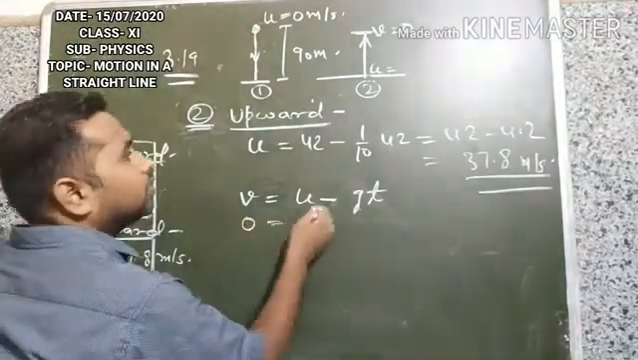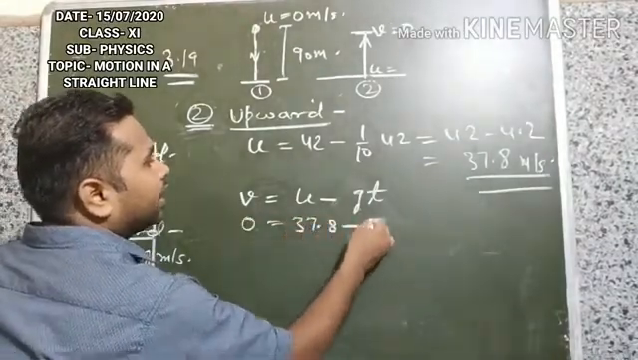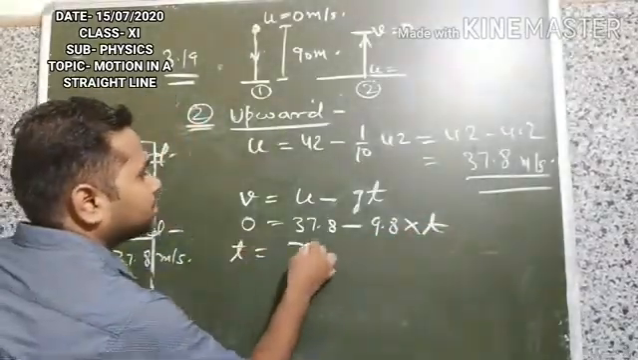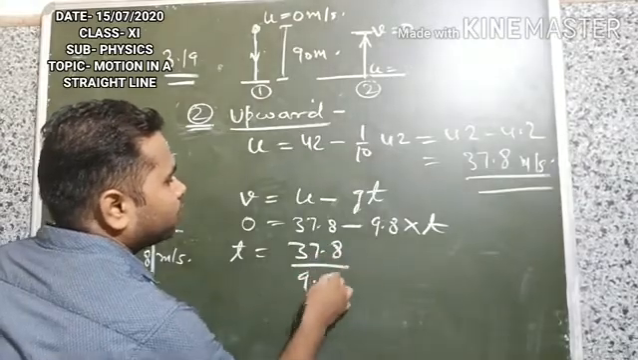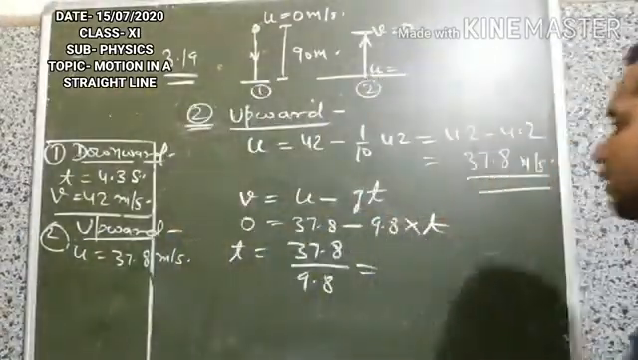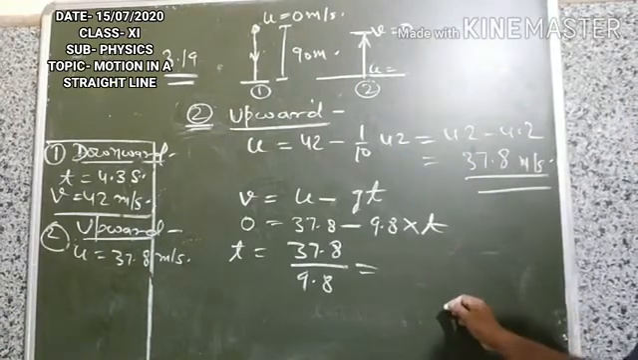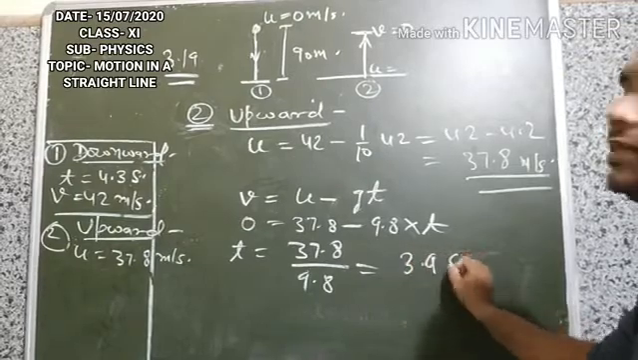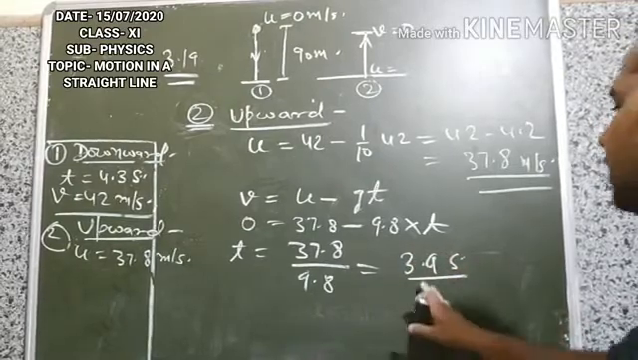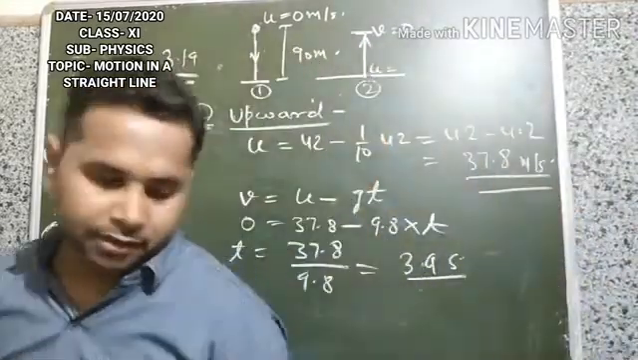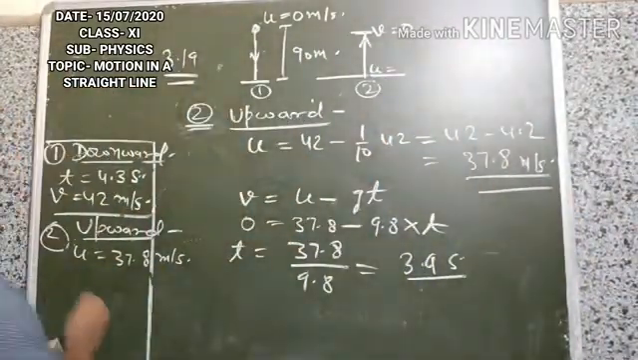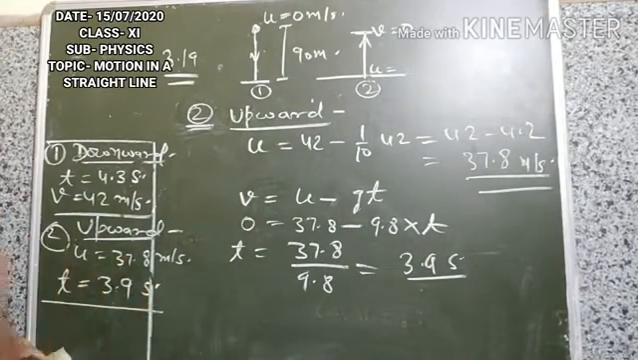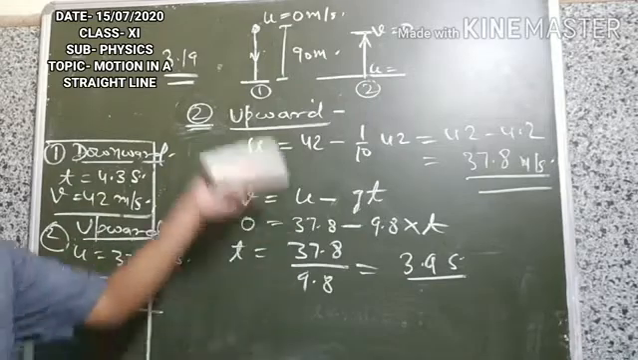V is 0 here, u is 37.8 and this is 9.8 into t, or t equals 37.8 divided by 9.8, and you can solve this value, it comes near about 3.9 second. This is near about 3.9 second. So time taken is 3.9 second for the second part of the motion, that is in upward direction.